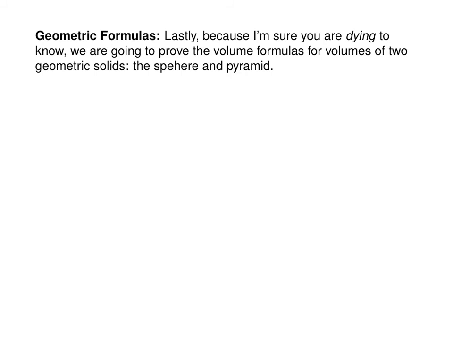In the final component of this lesson, we are going to prove some of the formulas that you know for volumes of two geometric solids, the sphere and the pyramid. Somebody told you back in the day that the volume of a sphere with radius r is 4/3 pi r cubed. And maybe you asked why, and the teacher said, I don't know, it's in the book. This is why.